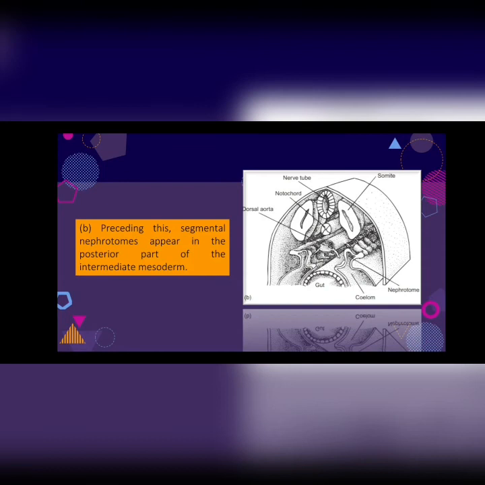We can see the figure of the embryonic appearance of nephric tubules. A shows nephric tubules developed within the nephric ridge. Figure B is the preceding day, where segmental nephrotomes appear in the posterior part of the intermediate mesoderm.